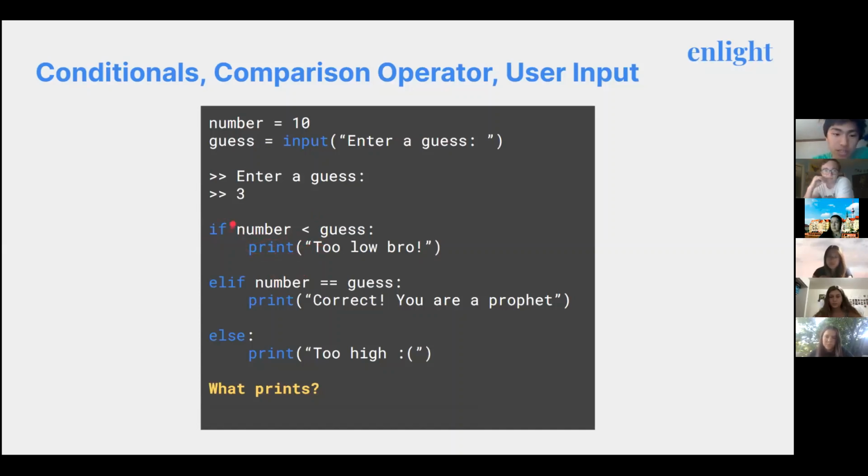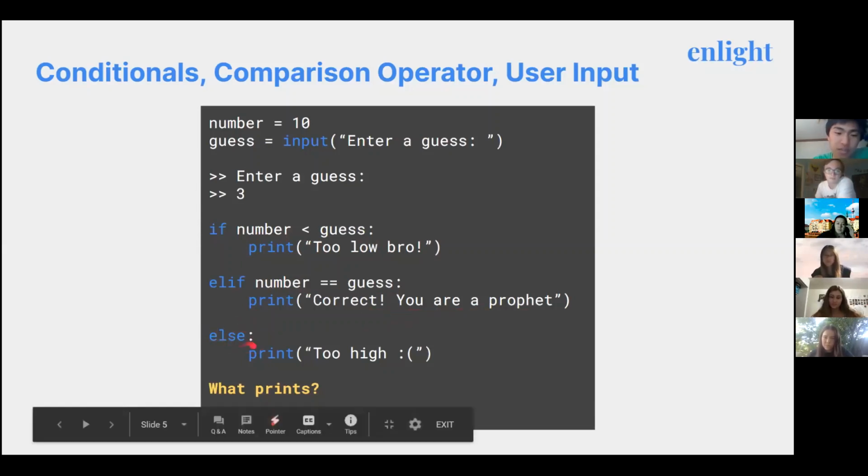First we want to say, if the number is less than the guess, then we print too low. Else, if the number is exactly equal to our guess, then we print correct. And then one last else statement, it's going to be too high, because that's the last condition that we haven't typed out explicitly. So hey, Oliver.